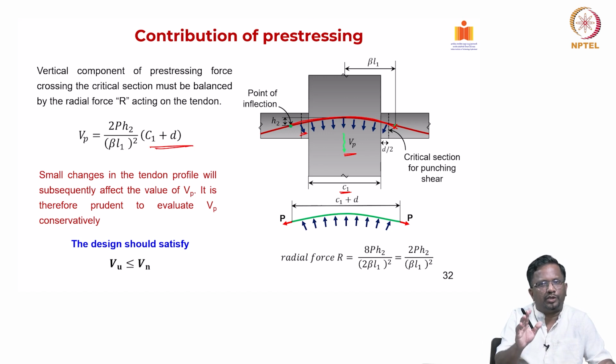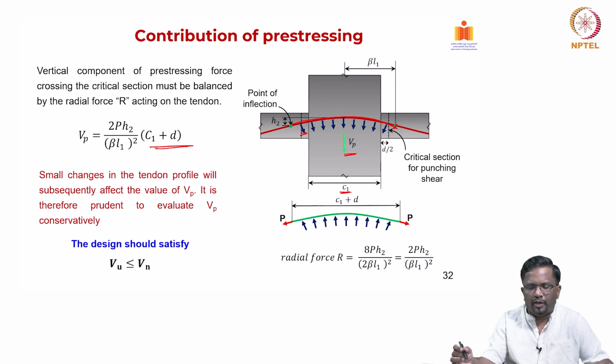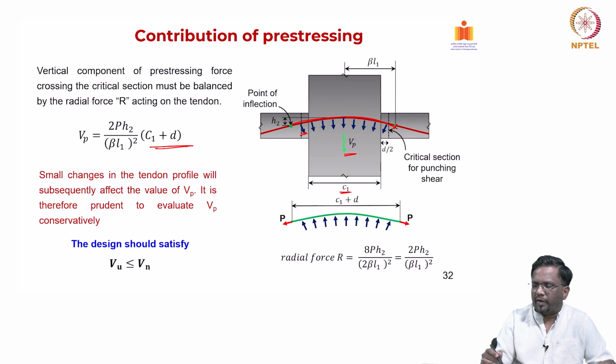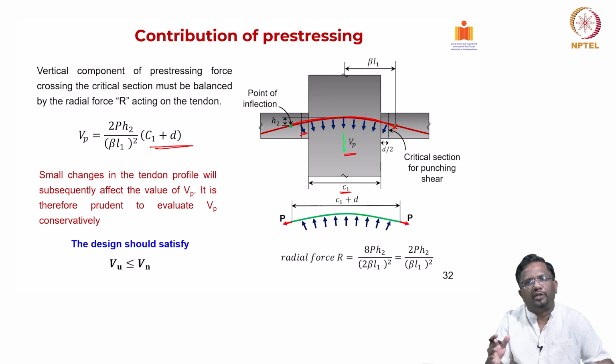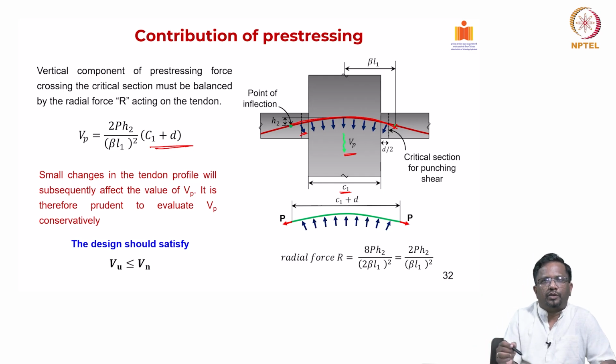Now what is the unit vertical component that it is going to come? And if I assume the length of the cable profile is 2 times beta L1, right, then we can find out what is the slope change that is happening, then multiplied by the pre-stressing force, multiplied by the slope change will give me the unit vertical force that is there due to pre-stressing, then multiplied by the length will give me the total vertical component of the pre-stressing, right. So this is the radial force that we talked about.